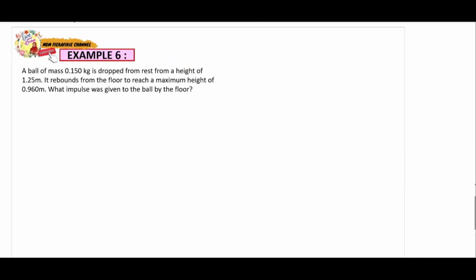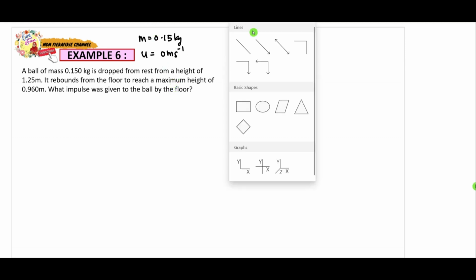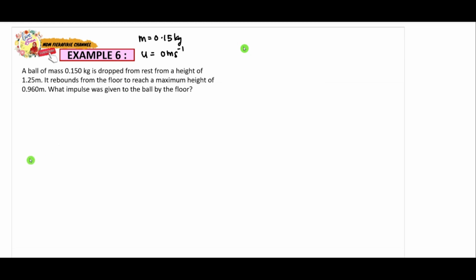Example number 6, we have a ball. Given that the mass of the ball is 0.15 kg, is dropped. Bila perkataan drop from rest, maknanya U dia akan 0. It is dropped from rest from a height of 1.25 meter. Kita kena sketch dulu. Dapat soalan, sila sketch. Biasakan diri kita sketch. And bila kita baca soalan ni, apa berlaku bila ball is dropped from the certain height? It rebounds from the floor to reach a maximum height of 0.96 meter.